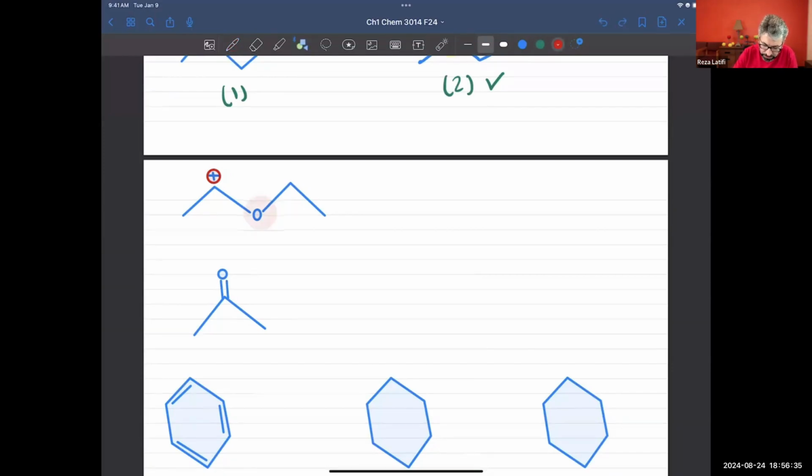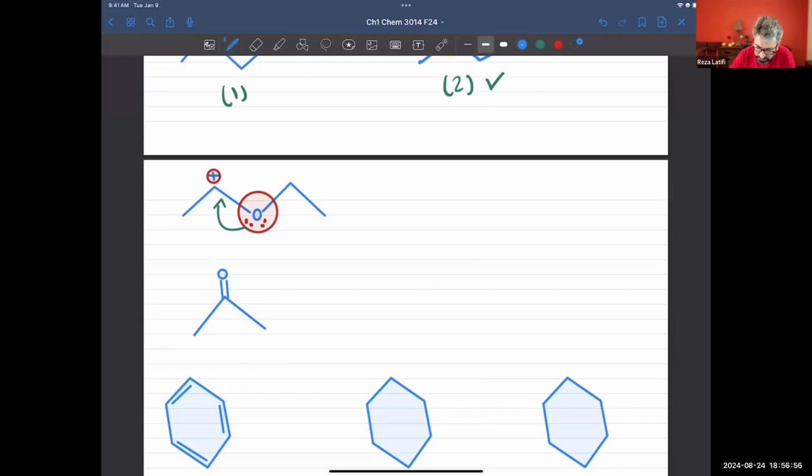I'm going to add a lone pair to oxygen. I will keep adding until I make it octet. So here we go, I have 2 lone pairs. Can I share one of these lone pairs with this carbon? Yes, you can do it. And if you do it, you're going to get a double bond there.